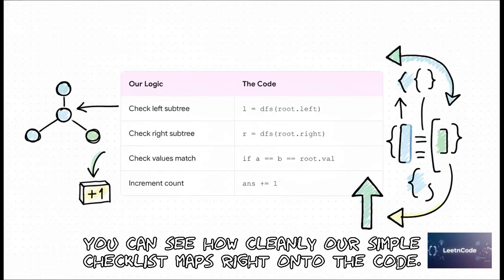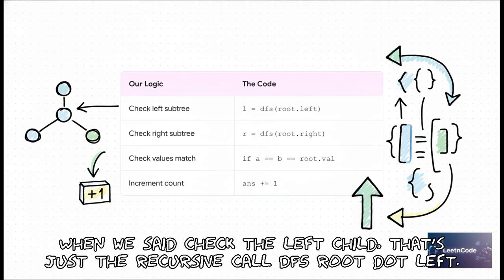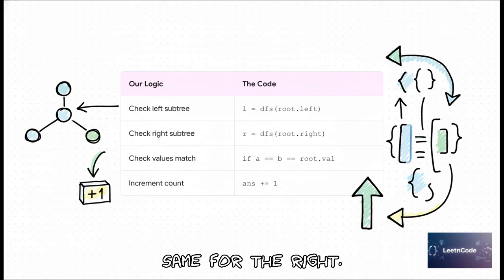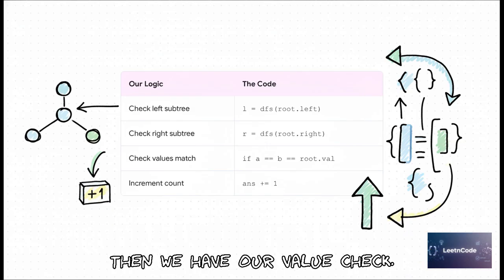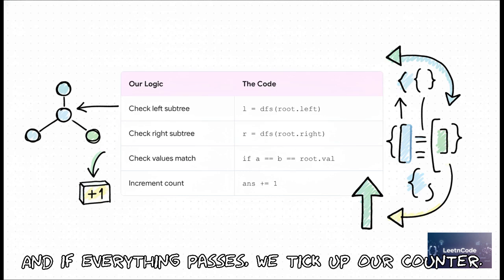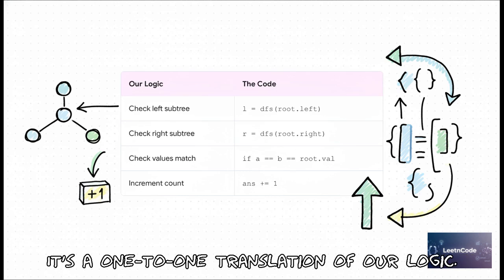And look at this. You can see how cleanly our simple checklist maps right onto the code. When we said check the left child, that's just the recursive call dfs(root.left). Same for the right. Those variables, L and R, they're literally just storing the true or false report that comes back from the kids. Then we have our value check. And if everything passes, we tick up our counter. It's a one-to-one translation of our logic.